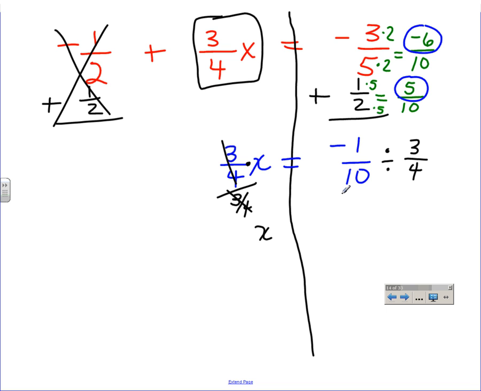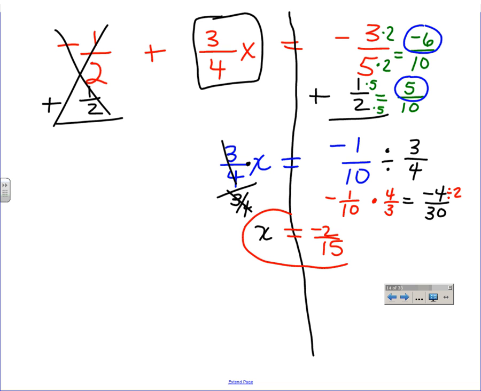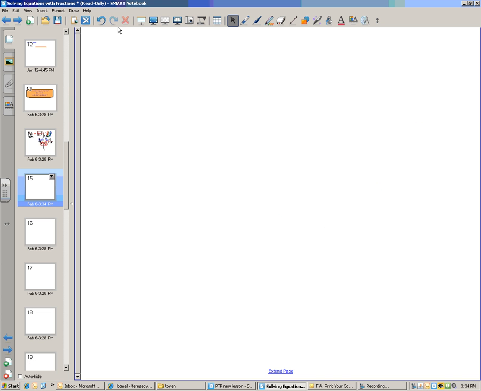Now I know my fraction rule. When I'm dividing fractions, the first number stays, this switches, and this flips. Now I can multiply, going straight across. So across the top, negative 1 times 4 is negative 4. 10 times 3 is 30. And I'm going to simplify. I'm going to divide by 2. So my answer is x equals negative 2/15. So there's our first problem. Let's try another one.